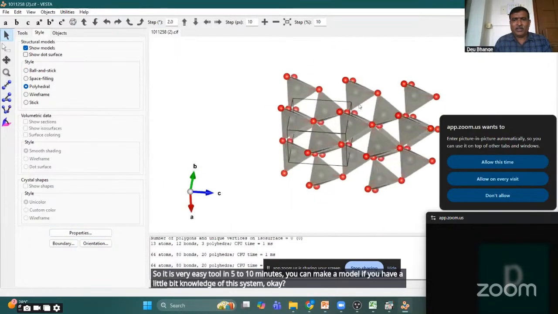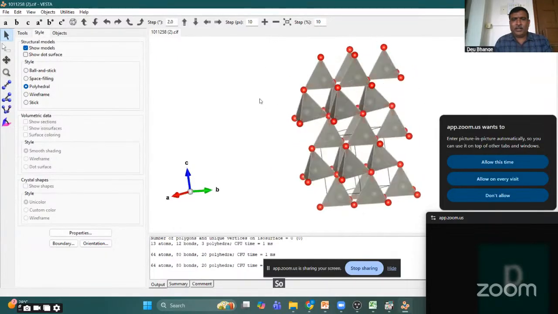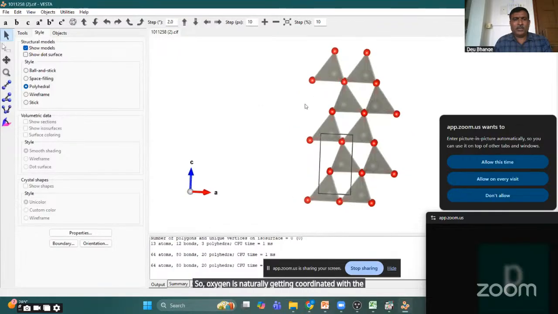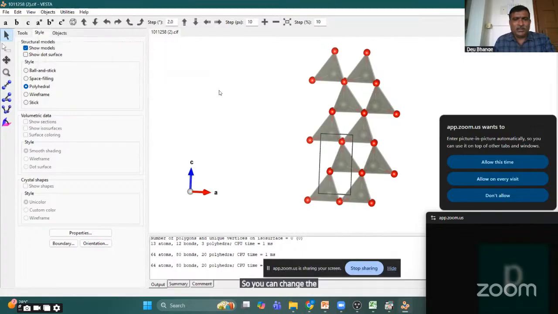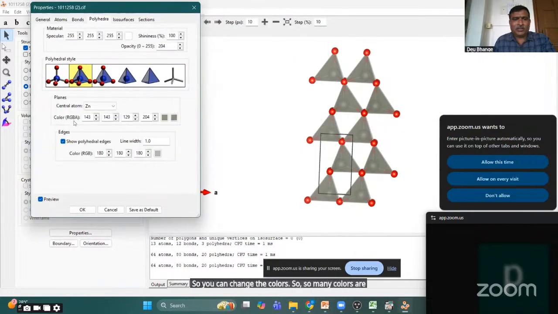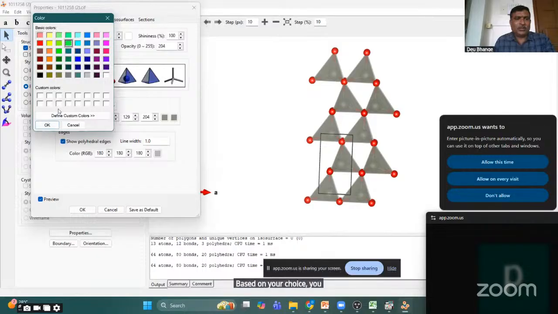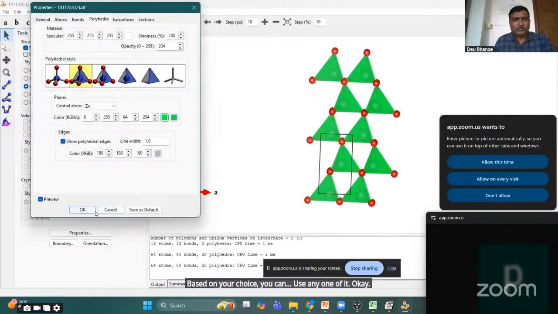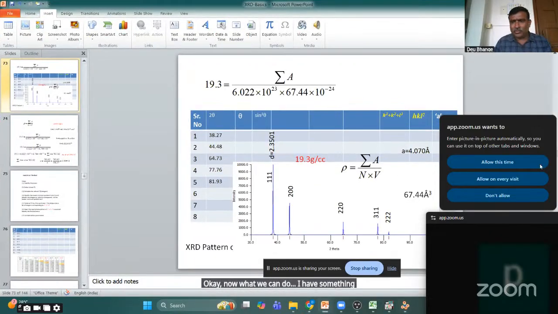Okay, so it is a tetrahedral geometry around the zinc. Oxygen is tetrahedrally coordinated with the zinc. There are kinds of models you can make, and you can make the data that you want to present in your thesis or paper more attractive. So you can change the colors. Many colors are available there. Based on your choice, you can use any one of them.